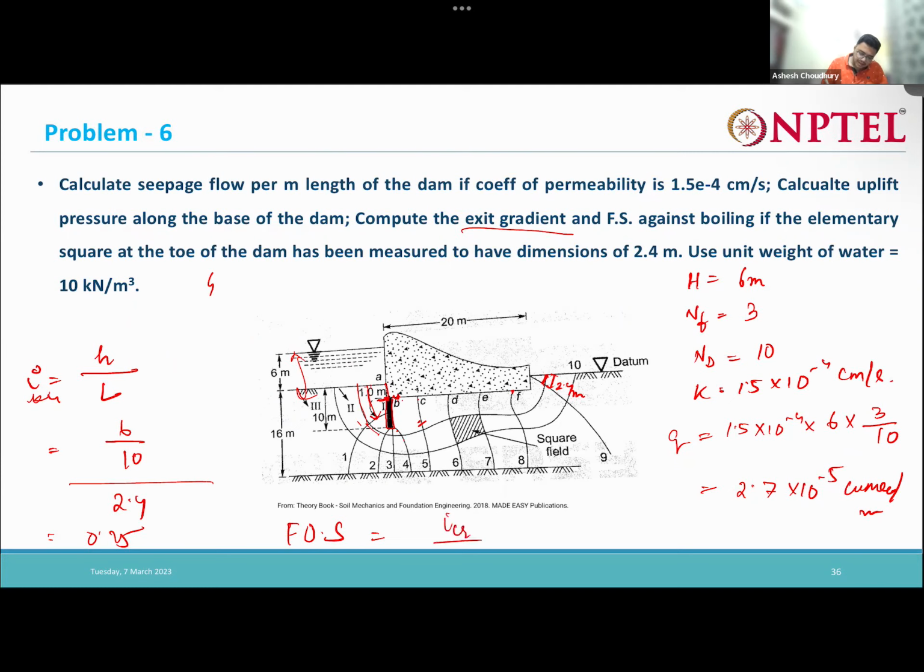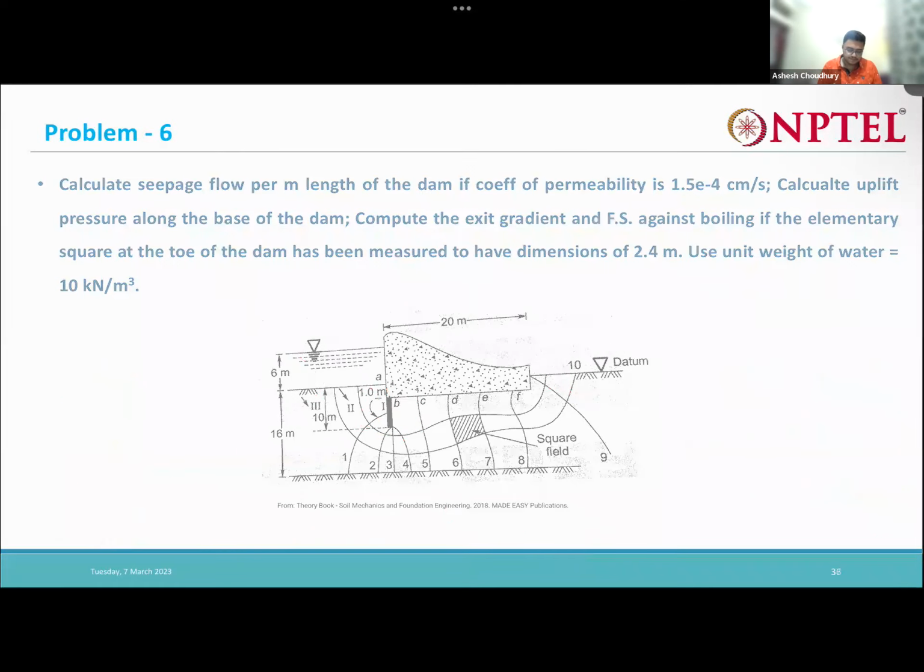I critical by I. So what is my I critical? You can safely assume it as 1 by 0.25, which is nothing but 4. So it's fine. Our structure will be safe against boiling, because our factor of safety is around 4. So our structure will be safe against boiling.